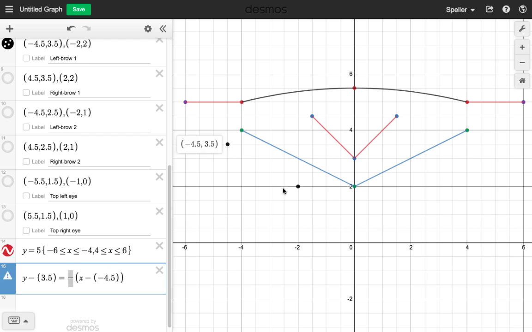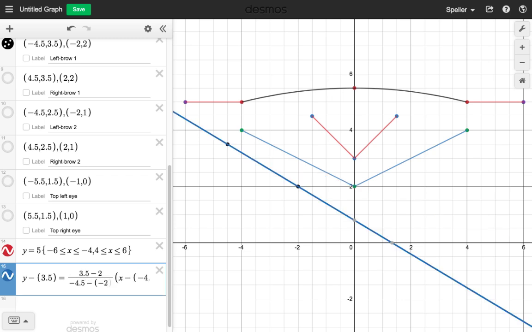All right, and now I need to calculate the slope. The slope is going to be the difference in y values. Here it's going to be 3.5 minus 2. So let's place that here: 3.5 minus 2 for the y values. And then let's grab the x values. The x values are negative 4.5, and I'm going to subtract off a negative 2. So negative 4.5, and I'm subtracting off a negative 2.